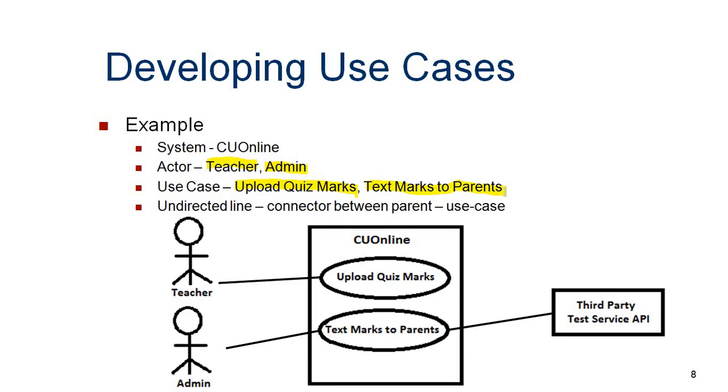It is important to mention here that the primary actors are usually represented on the left-hand side of the system as per UML convention, and the secondary actors, meaning those who are providing services to the system, are represented on the right-hand side of CU Online. I hope through this example you can easily understand, after getting the requirements from the end user, how we can define or represent those requirements in the form of use cases.